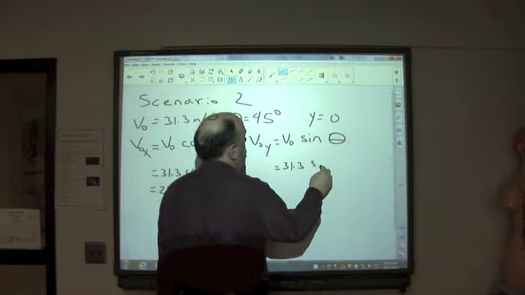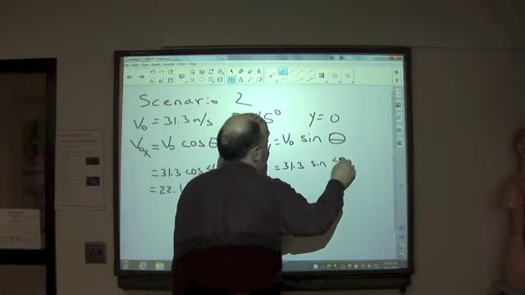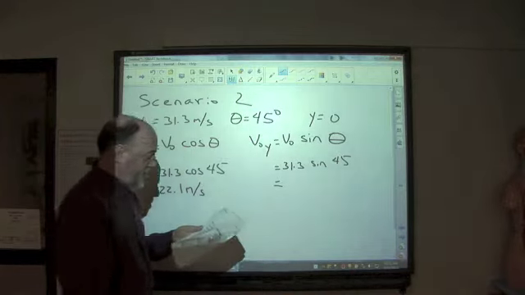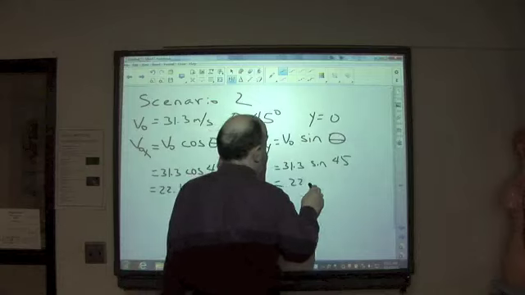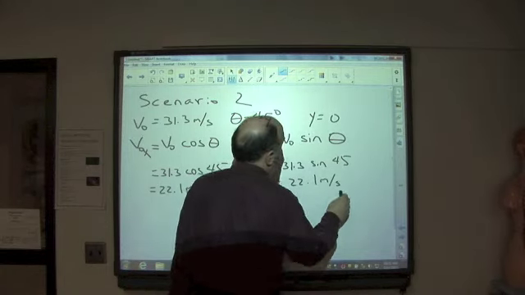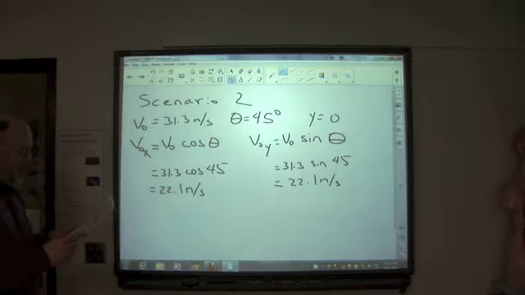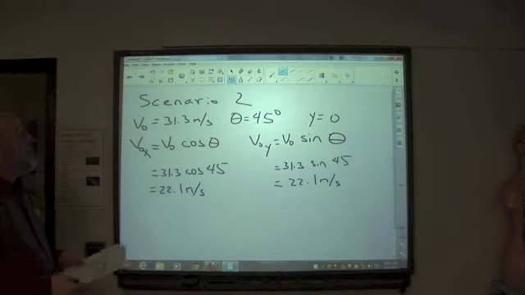31.3 sine 45, and that will also be 22.1 meters per second. So we know what the velocity is in terms of X and Y component.